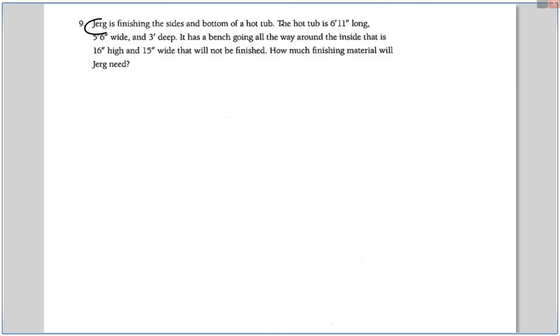Okay, Jurg, that's a funny name. This guy's probably Swedish or something. He's finishing the sides and the bottom of a hot tub. The hot tub has a length, width, and a depth. It has a bench going all the way around the inside that is 16 inches high and 15 inches wide that will not be finished. How much finishing material will Jurg need?